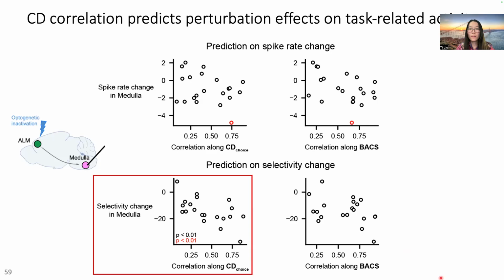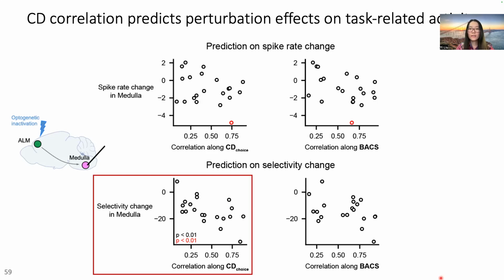To summarize, between area correlation along CD choice is able to predict the selectivity change in medulla during ALM perturbation trials. Although this is only one example area pair of ALM and medulla, we actually saw the same conclusion in most of the area pairs of interest. And comparing CD with BACS, although BACS is calculated using CCA, it is not able to predict the perturbation effect in spike rate or selectivity.